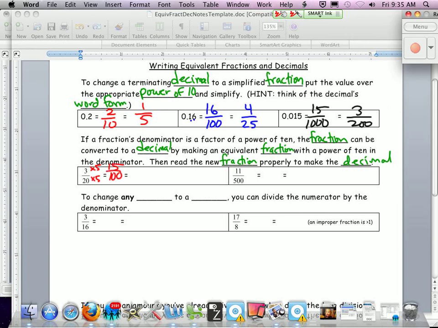So what's 15/100ths look like as a decimal? Yes, ma'am? 0.15. So tenths, hundredths. Make sure you go over the proper amount of spaces to get to the decimal location that we need, the place value.